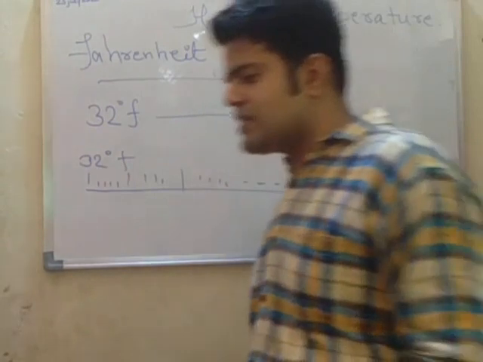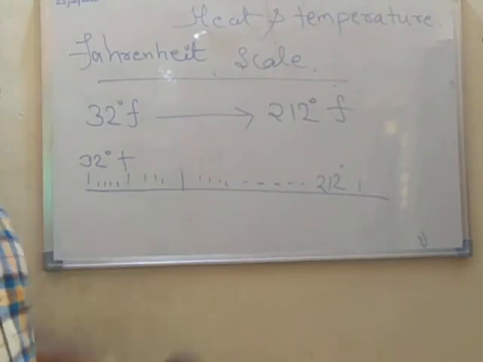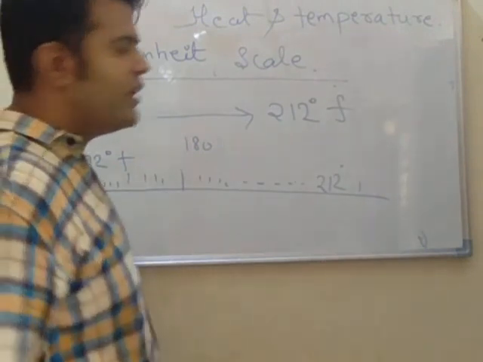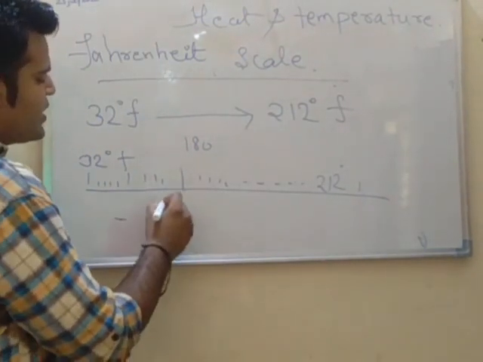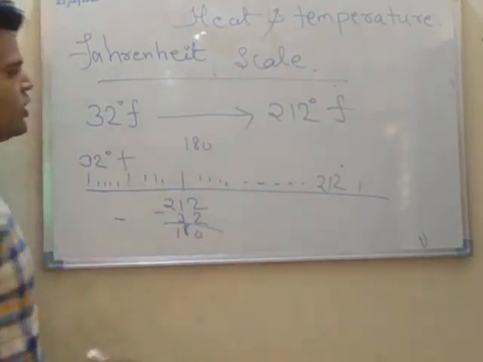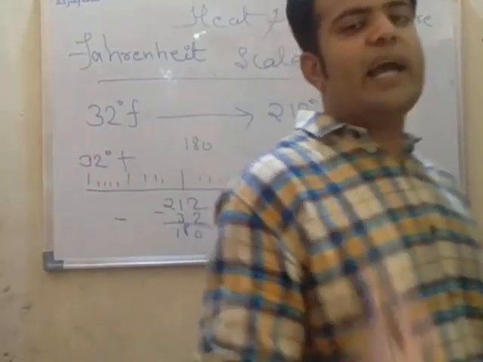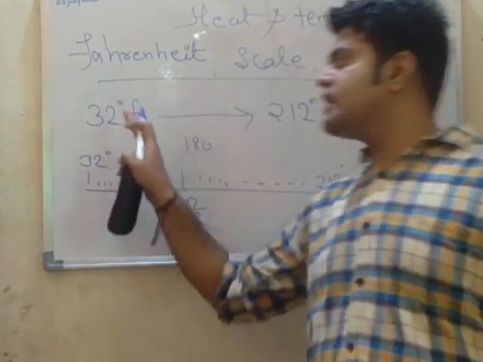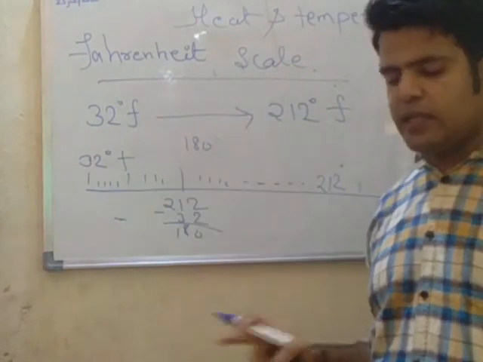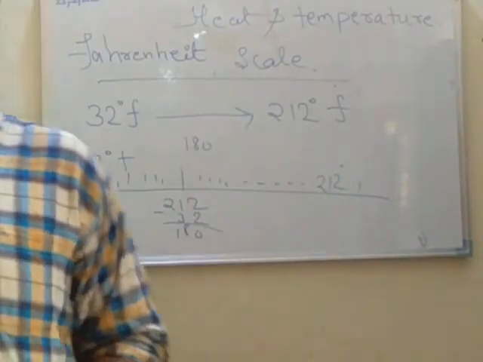So the Fahrenheit scale has 180 divisions. How can we calculate that there are 180 divisions? You can just subtract 32 from 212. You will get 180. So there are 180 divisions. The highest temperature in the Fahrenheit scale is 212 degree Fahrenheit, and the lowest temperature is 32 degree Fahrenheit. Got this? Okay, next.